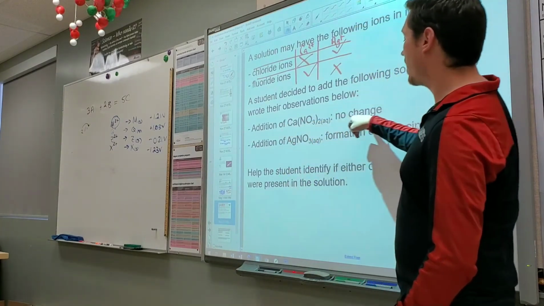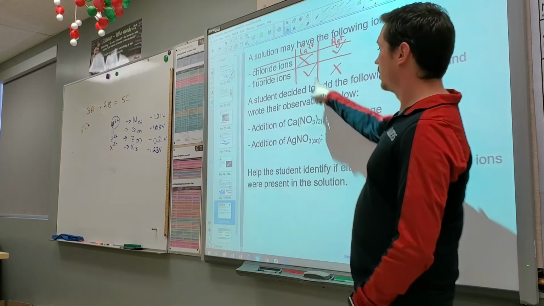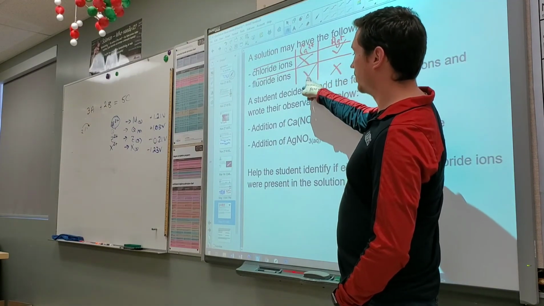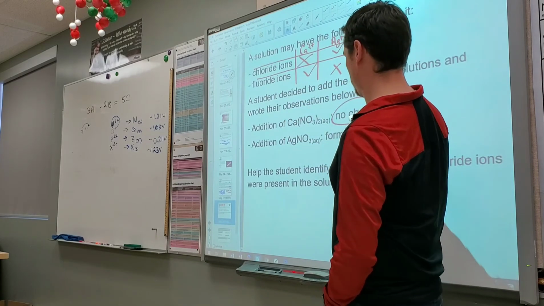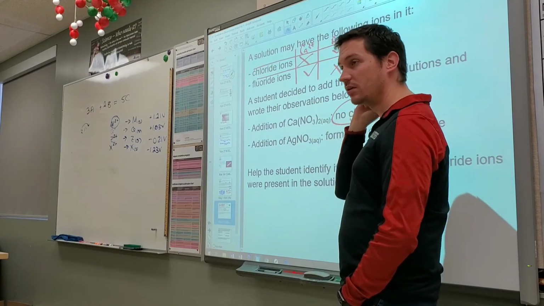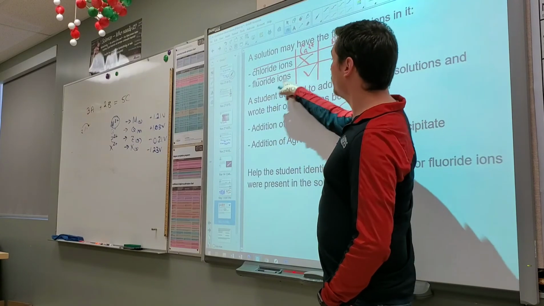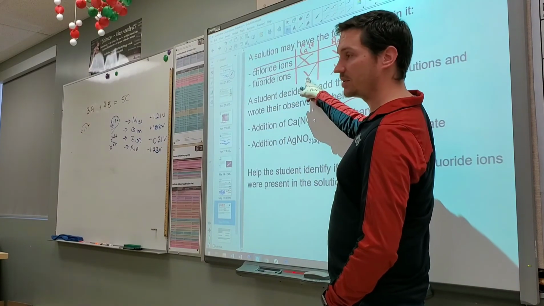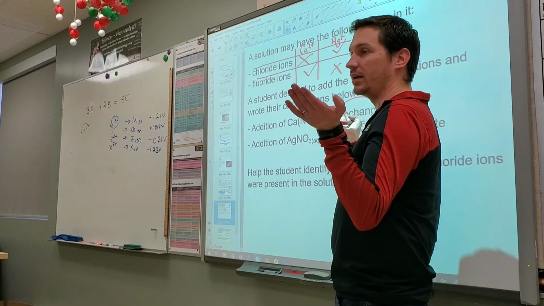So, when we added the calcium, did we form a precipitate? Yes. So can there be fluoride in our solution? Yes. If there was fluoride, when we added calcium, we would get a precipitate, right? Yes. Did we get a precipitate? No, so there's no fluoride.